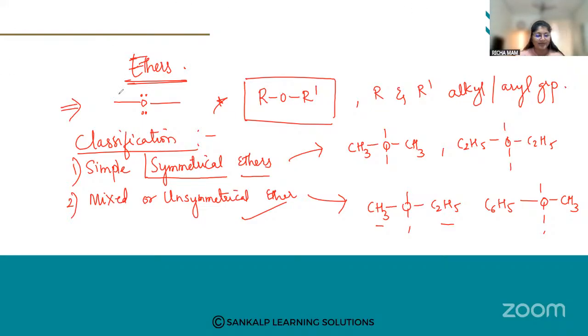Is it clear? What are the classifications? Simple and mixed. Simple means across the oxygen atom, the groups attached are the same. Mixed means the groups attached across the oxygen atom are different. Next, we are going to see the nomenclature, how to name these compounds.